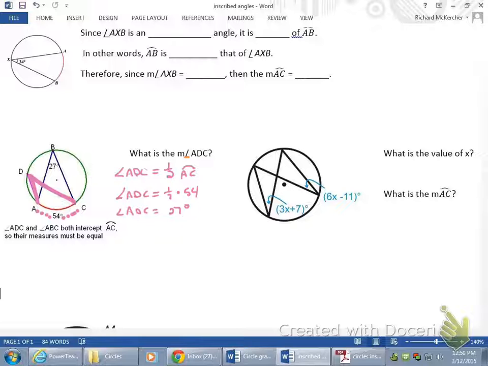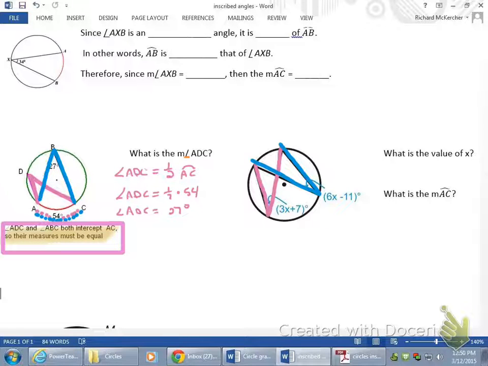Now an interesting thing happens on this picture, and I wanted to point that out. Look at our angle ABC in blue. Notice that ABC is the same, even though the angle looks completely different and it's in a different location, it actually creates the same arc. So if the arcs are the same, then the angles must be the same, and that's what this tells us right here. We use that fact over on this other problem to help solve a problem for us.